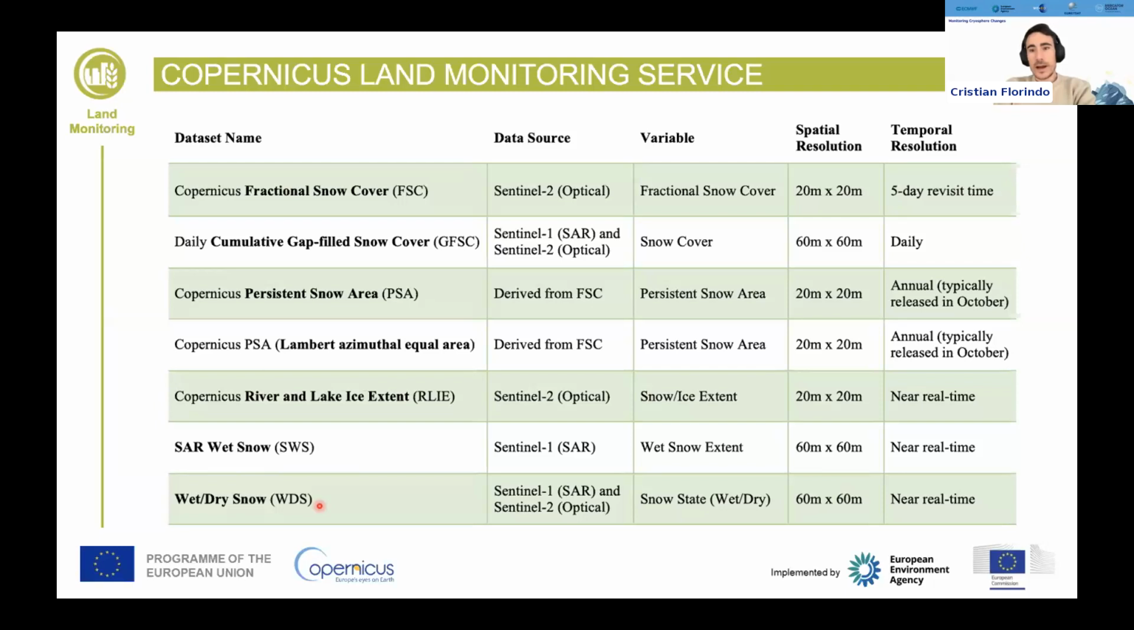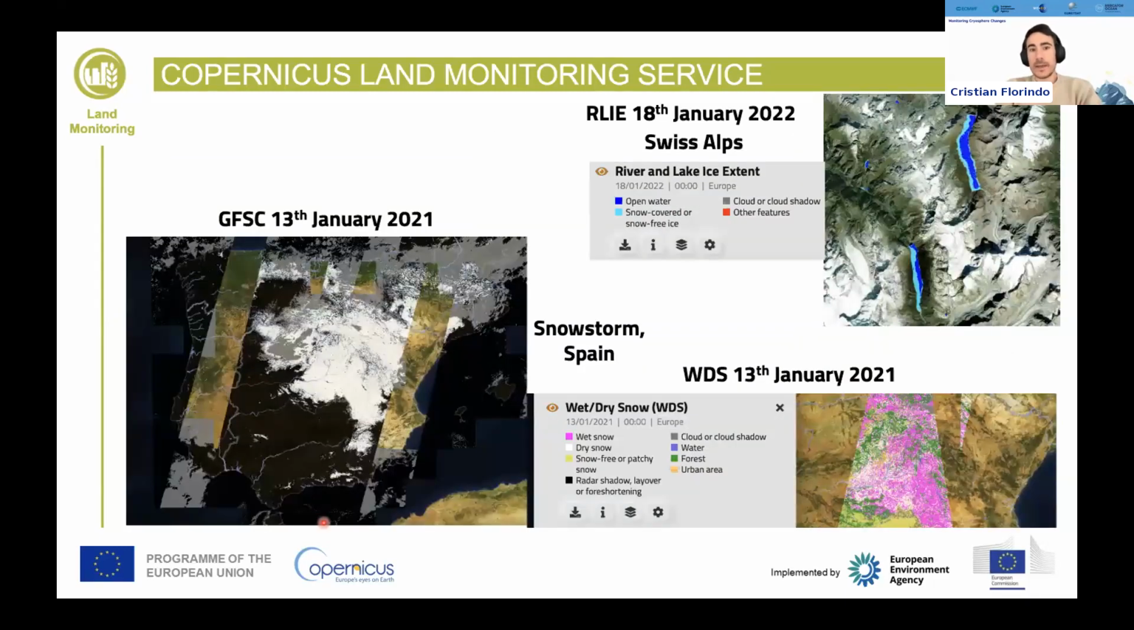So just to give an idea of how these data sets may look, I selected a quick example. This was the Filomena snowstorm in Spain in January 2021. It was quite an unusual snowstorm that covered half of the Iberian Peninsula with snow, and you can see this with the gap-free snow cover data set, how the snow cover was a few days after the storm, once the skies were clear.